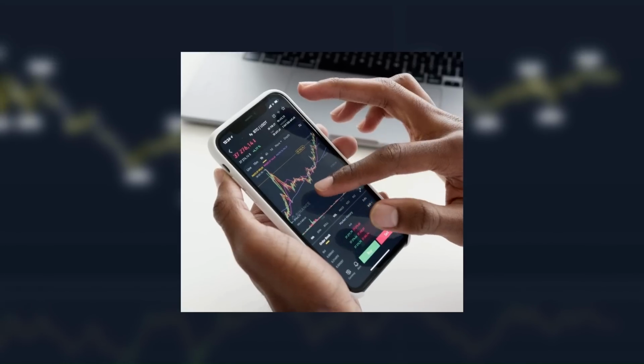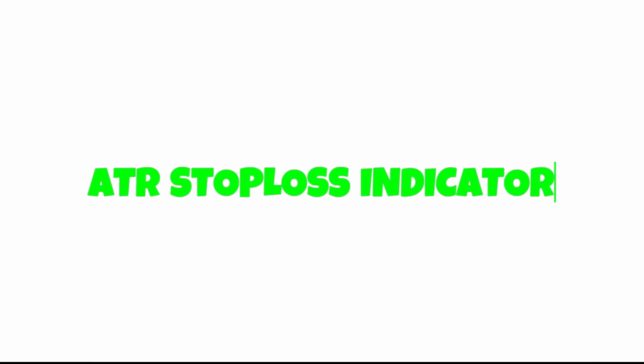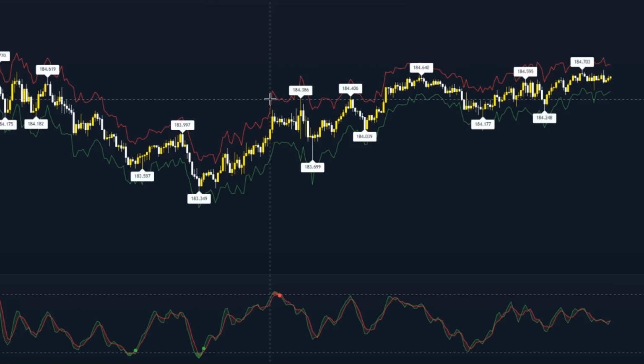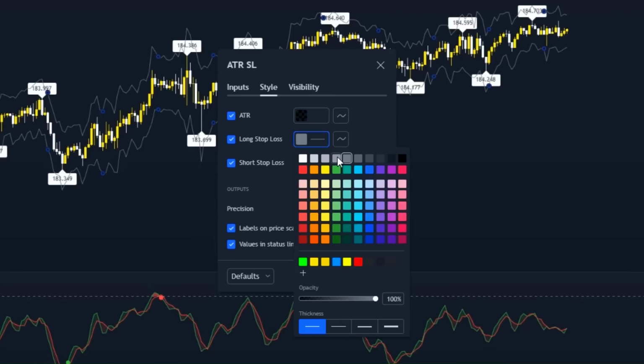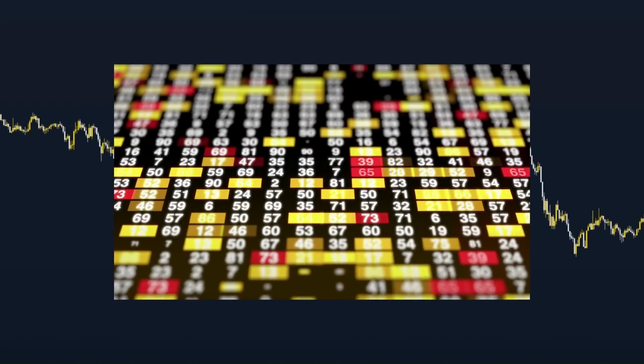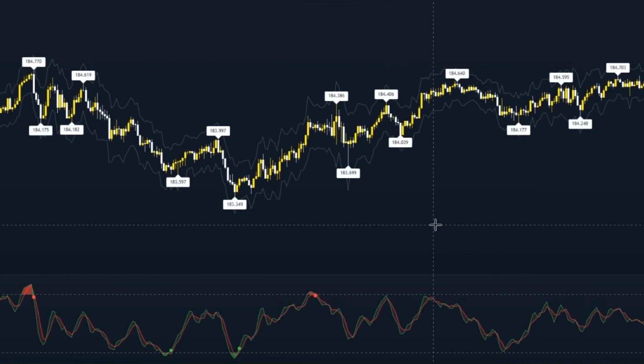And the final indicator that we want to add, just to improve the win rate even more, is an ATR stop loss indicator. And it is the ATR stop loss indicator by Edgar. Once you've added that one to your chart, double click, and then all I've done is change the colour of the lines to a grey, just so it is harder to see. This is purely cosmetic, but I just think it takes away from the trading, and it is much cleaner on the chart itself.